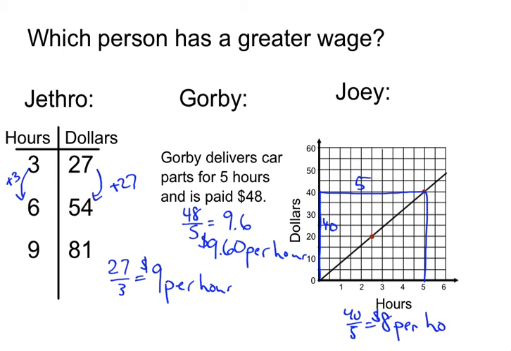And now we just make a comparison between them. Jethro's $9 an hour, Gorby is $9.60 an hour, and Joey is $8 per hour. Well, the biggest number there is $9.60. So Gorby has the greater wage. He makes the most money per hour of the 3 of them.